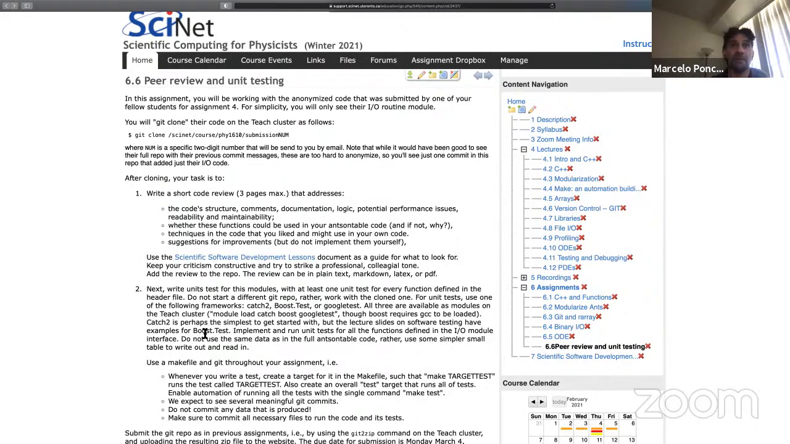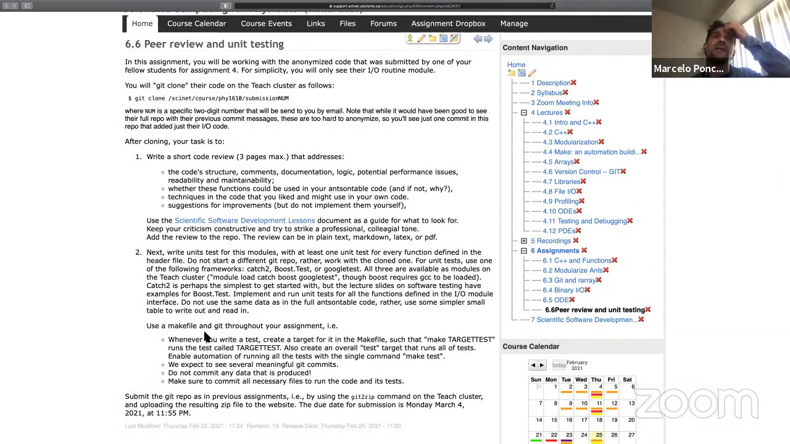Add the review that you have written to the repo, and it can be plain text, Markdown, LaTeX, or PDF. Try not to use any proprietary format for this. The second part is writing the unit tests for these modules. There should be at least one unit test for every function defined in the header file. Some of the assignments have auxiliary functions, that's fine, but if those functions are not declared in the header file, you can omit them and just write the testing functions for the ones declared in the interface of the module.